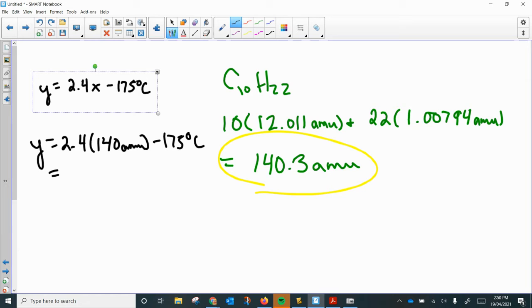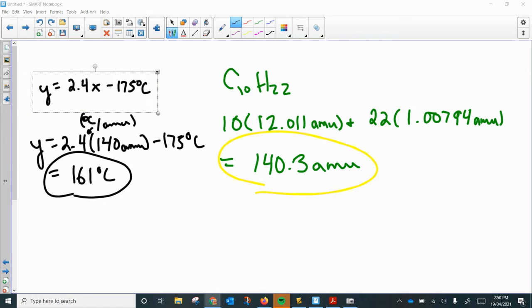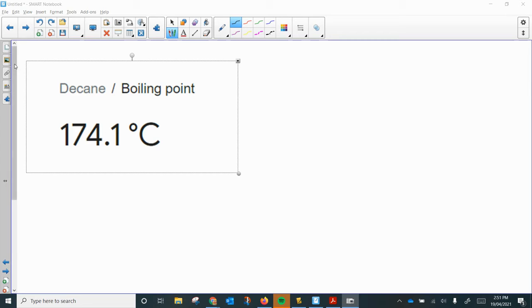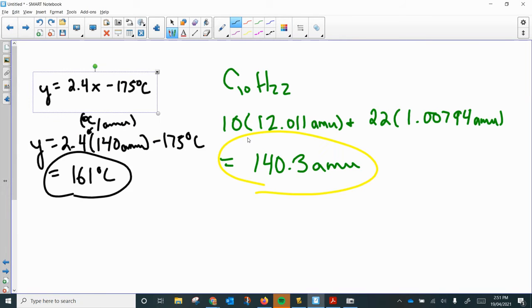If you recall 2.4, there was a unit for our slope. Got a little lazy there. Our unit was our rise in degrees C over our run AMUs. This was degrees C per AMU. That was the unit of our slope, which is why when we multiply by AMUs, we end up with degrees C. All right, let's punch it in. We get 161 degrees Celsius. Actual boiling point. Not a bad estimate. So not a bad estimate at all.